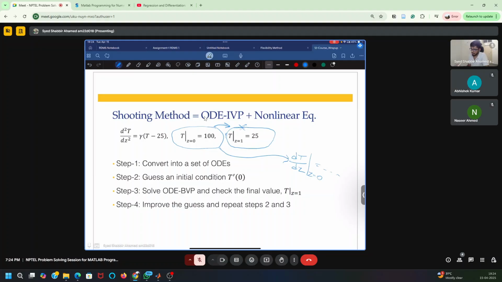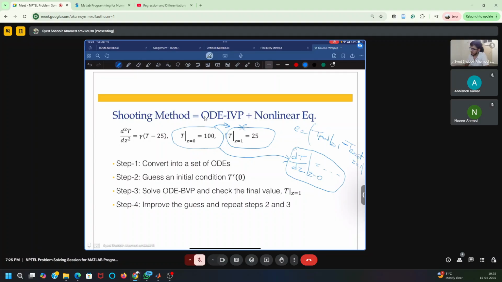So we have to minimize the error, which is the predicted t at z equals 1 and t exact. This is the t exact value, t exact at z equals 1. So this error we have to minimize. So that's what we do in the shooting method. We just try to assume this initial condition.